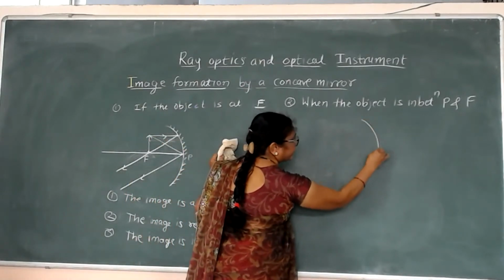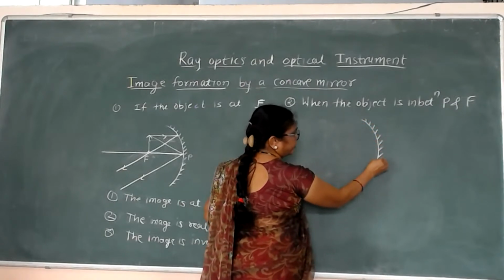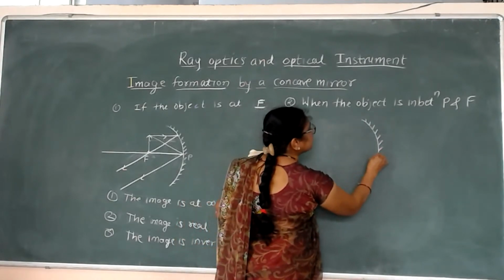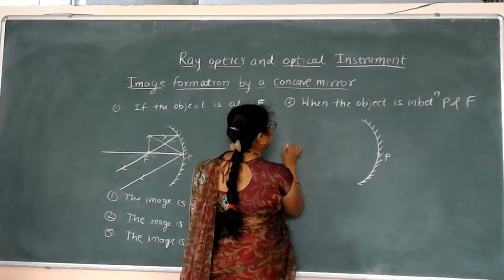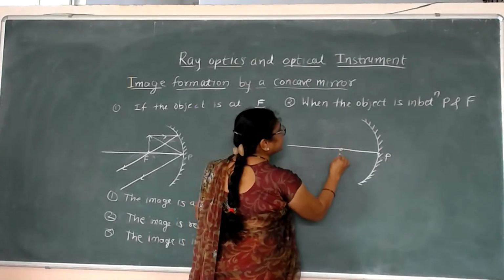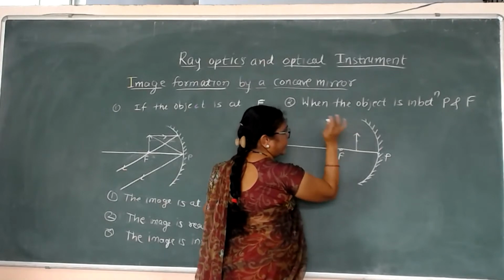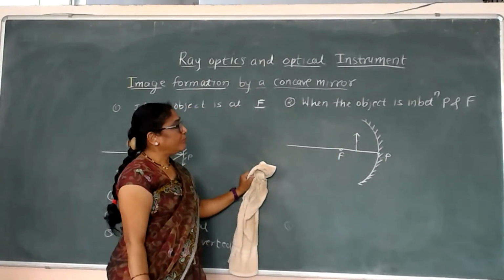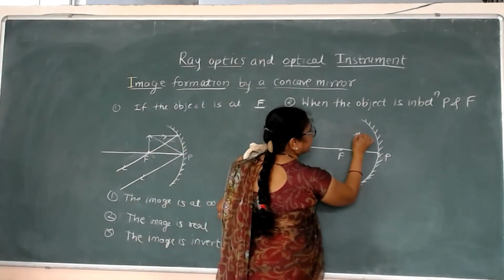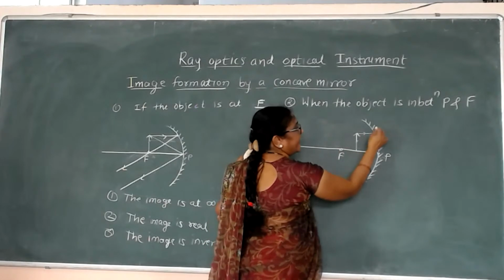Draw the figure. Suppose this is a concave mirror. If we take the concave mirror, in the concave mirror the polished surface is outside. Suppose this is a pole. Draw a straight line. That line is known as a principal axis. Suppose this is a principal focus. When the object is situated in between pole and the principal focus, that time the ray is incident on this mirror, but the ray does not converge, the ray diverges.